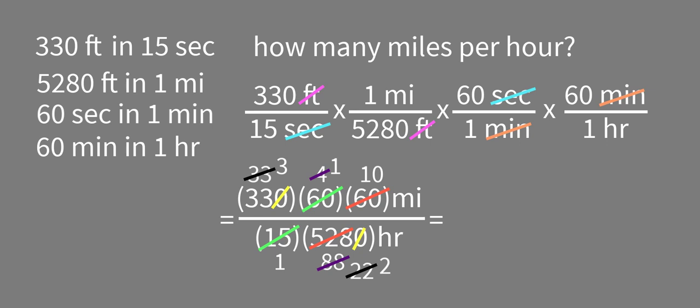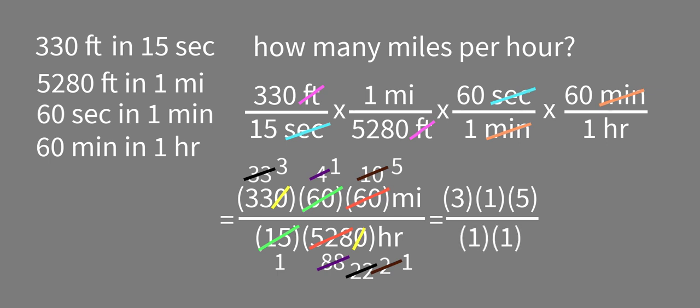And then finally we can reduce yet again. 10 divided by 2 is 5. 2 divided by 2 is 1. And then what we're left with on top is 3 times 5, and what we're left with on the bottom is just 1. So that equals 15. And again, we're left with miles per hour, just like we wanted. 15 miles per hour.